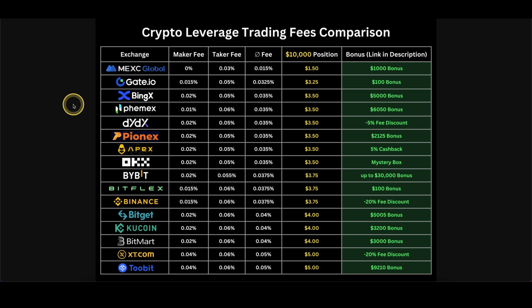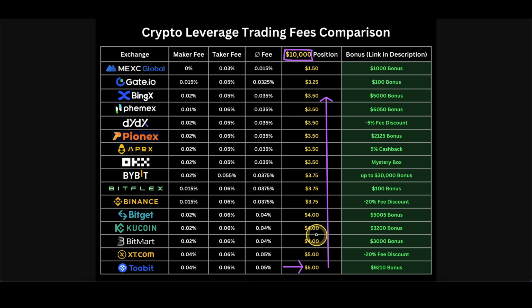Let's also take a look at this comparison where we can see Toobit stands right here and is actually one of the more expensive exchanges. You can see the 0.04% maker fee and the 0.06% taker fee that we discussed. I also calculated an average fee for you, which stands at 0.05%. And for example, if you want to open a $10,000 position size, we would have to pay a $5 fee for that.